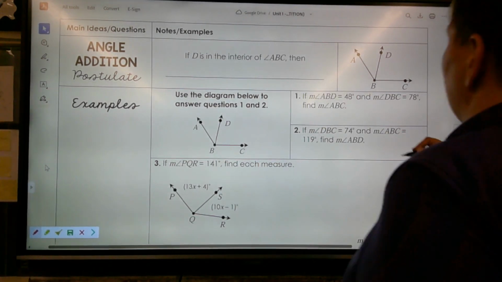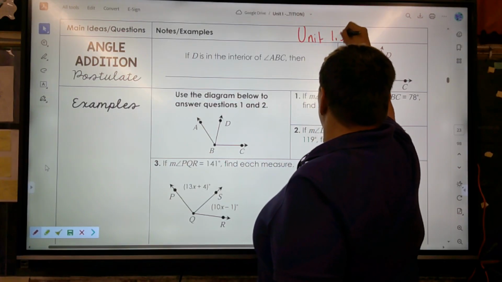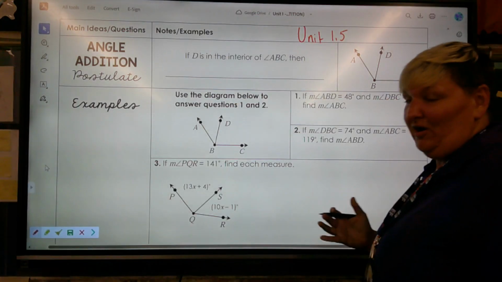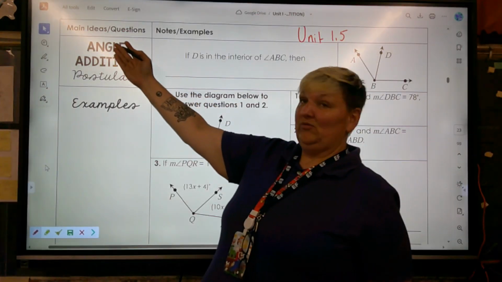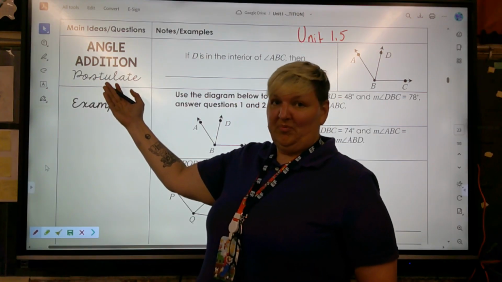All right, unit 1.5. Angle addition postulate. It's dealing with angles and adding them together, and it's a rule that applies.